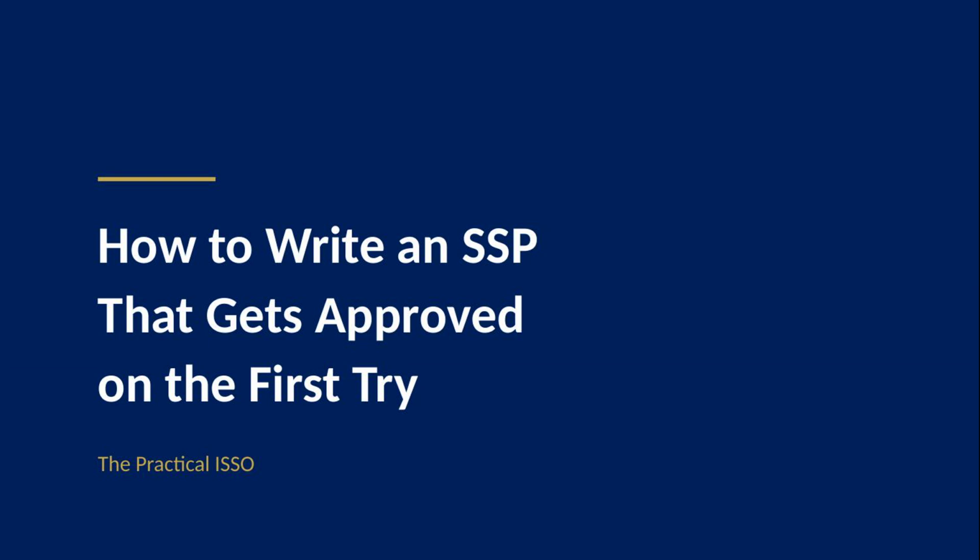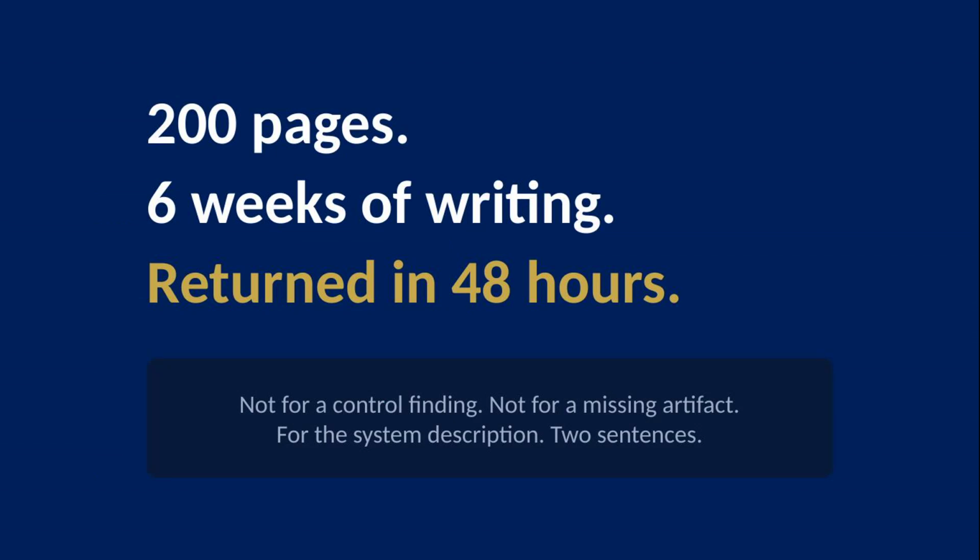You submitted your ATO package. The SSP was 200 pages. You spent 6 weeks writing it. The SCA sent it back in 48 hours. Not for a control finding, not for a missing artifact, for the system description. 2 sentences. That's all it took to stall your entire package.